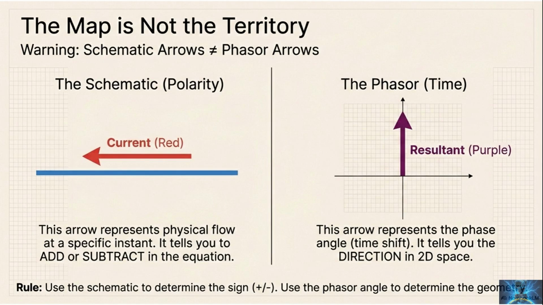The map is not the territory. A common mistake is confusing schematic arrows with phasor arrows. A schematic arrow usually shows polarity or assumed direction of current at an instant. It helps you decide plus and minus signs in equations. A phasor arrow is different. It represents phase angle in time. Rule of thumb: use the schematic to determine signs, and use the phasor diagram to determine geometry and timing.